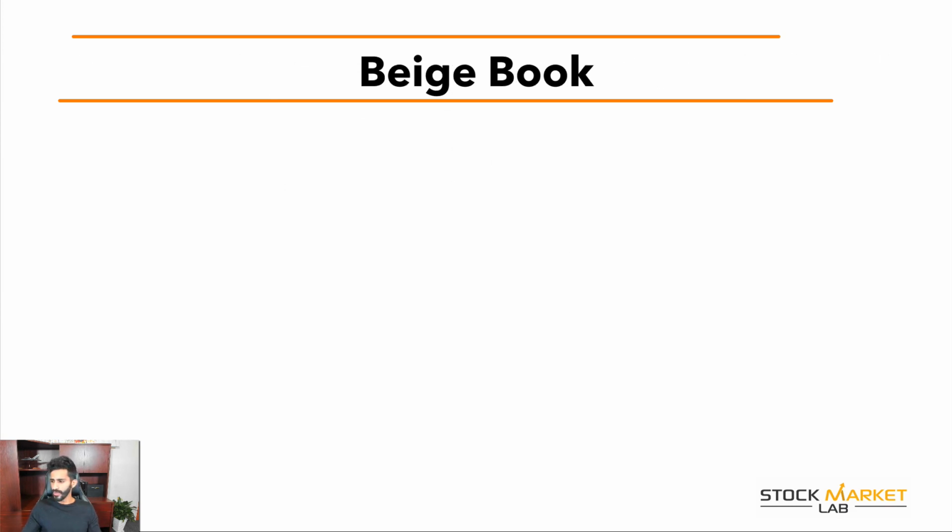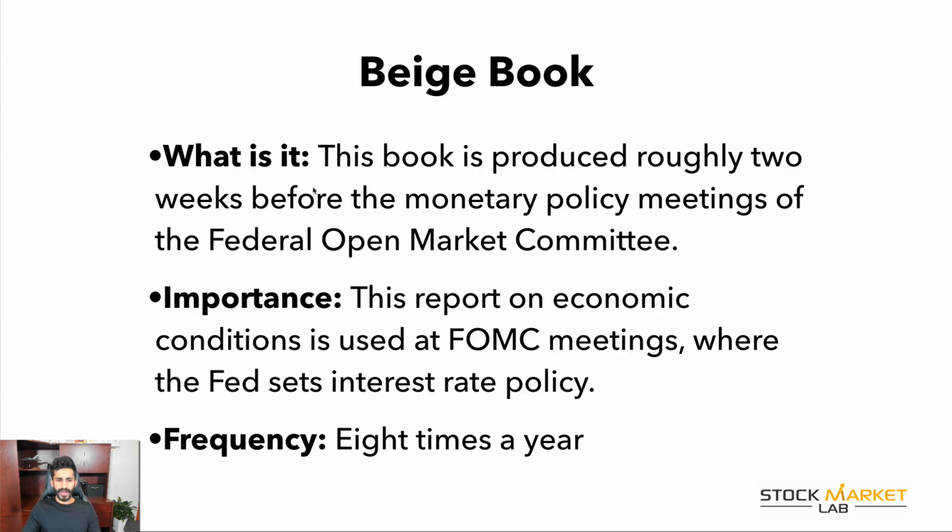Next, we have something called the Beige Book, right? Now, this book is produced roughly 2 weeks before the monetary policy meetings of the Federal Open Market Committee. So before the Fed has the meeting, this is produced 2 weeks before. This report on economic conditions is used at the Fed meeting where the Fed sets interest rate policies. This also happens 8 times a year.